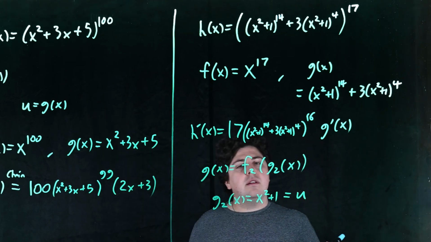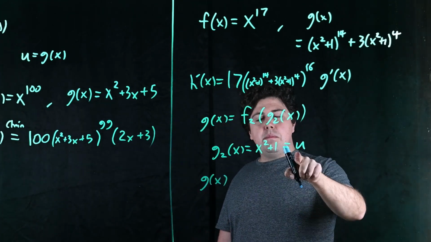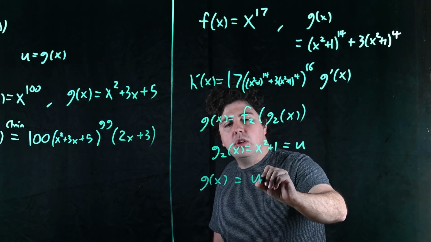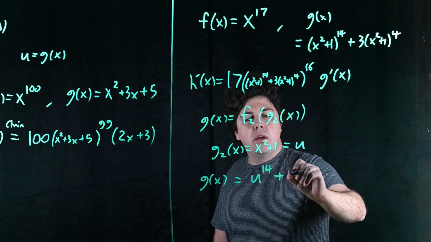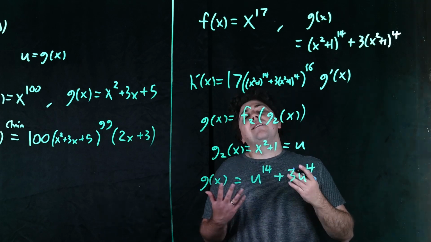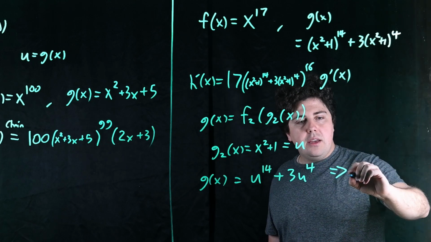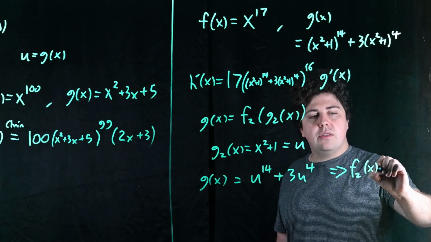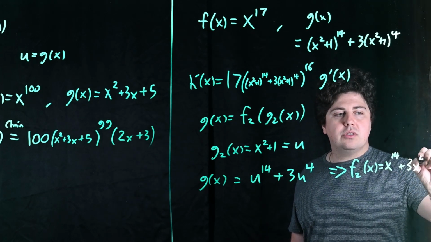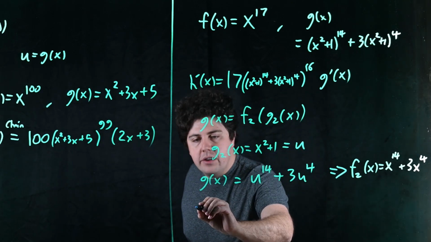So what does this mean? Well, now we can rewrite g of x with this thing being equal to u. And then what do we get? We get that this is u to the 14 plus 3 u to the 4. But this is why you use this notation in the first place. This helps you see that f2 of x, therefore, is going to have to be x to the 14 plus 3x to the 4. So now we can use the chain rule again to differentiate g of x.